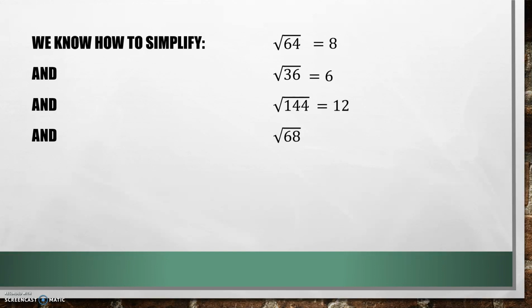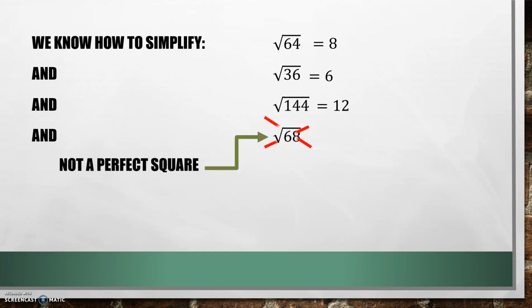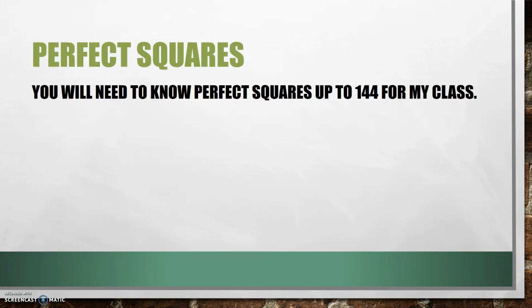Now we know how to take the square root of 68 in our calculator. However, we don't want to have decimal answers anymore. This number here is not a perfect square. So we're going to show you how to simplify something so that you don't get a decimal. Now you're going to need to know how to do perfect squares up to 144 for my class.